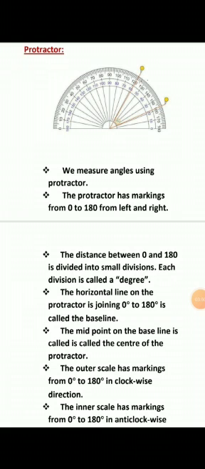Next, protractor. We will use a protractor to measure angles, and the protractor has markings from 0 to 180 from left and right side, and the distance between 0 and 180 is divided into small divisions. Each division is called a degree. The horizontal line on the protractor joining 0 degrees to 180 degrees is called the baseline, and the midpoint on the baseline is called the center of the protractor. The outer scale has markings from 0 degrees to 180 degrees in clockwise direction, and the inner scale has markings from 0 degrees to 180 degrees in anti-clockwise direction. We will use the protractor to measure angles.